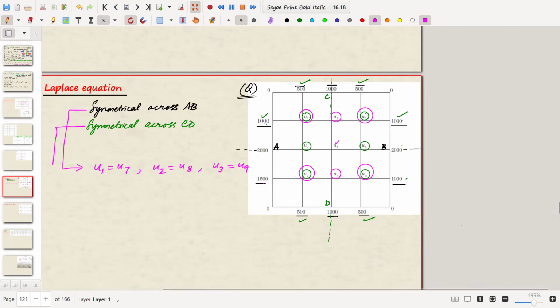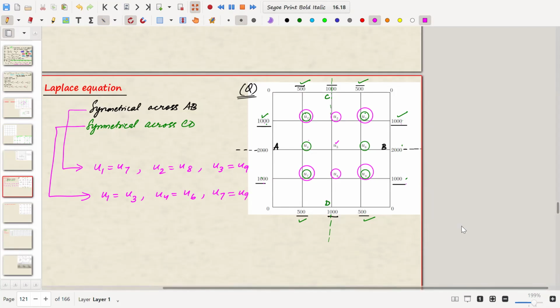Now let us take symmetry across CD. What should it be? U1 equals U3, yes. Then U4 equals U6. Then U7 equals U9.